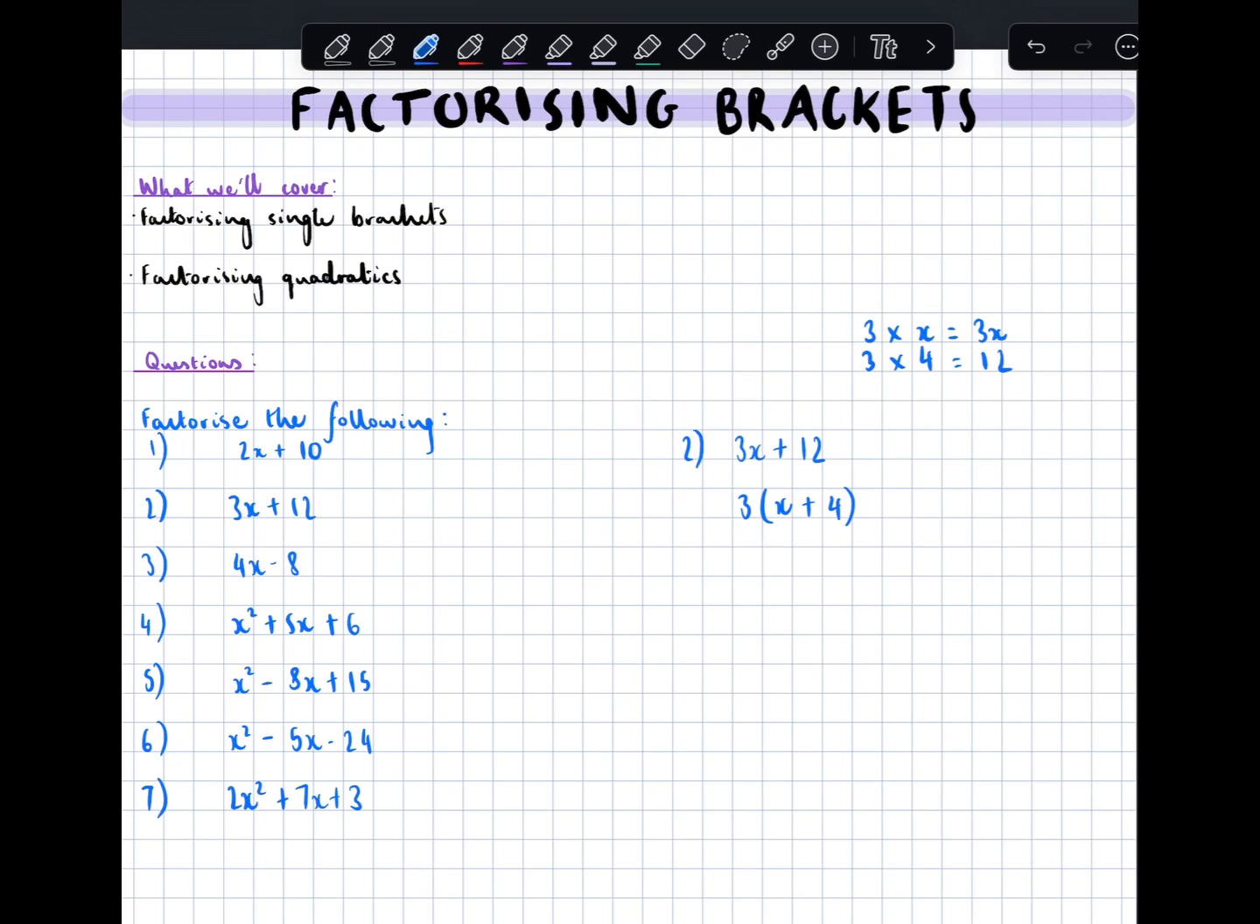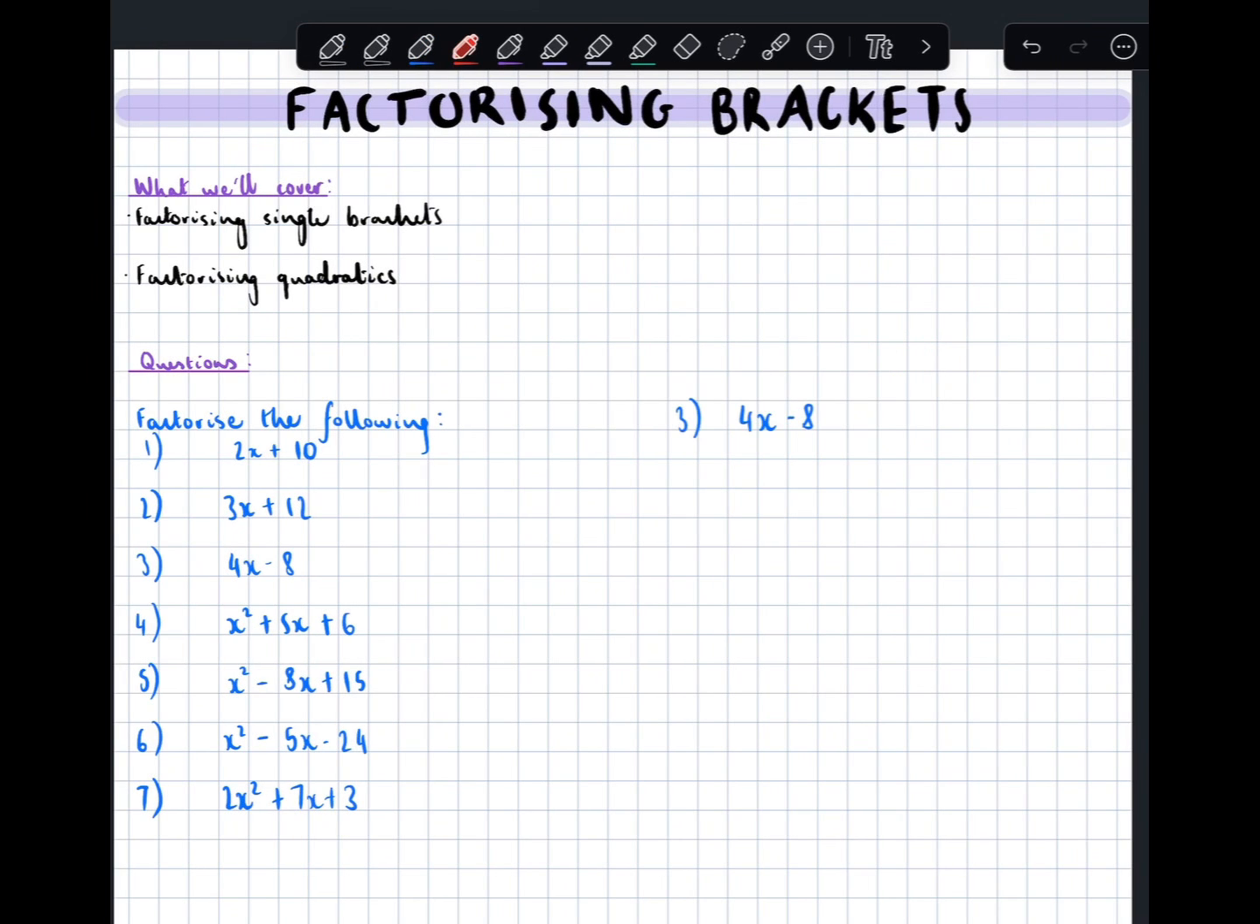And then we're trying to find what do we multiply 3 by in order to give us 12. Now we know that this would be 4. And again, this one's positive, hence it will be plus 4. So that would be your final answer for that one. Let's take a look at question 3 now. So we've got 4x minus 8.